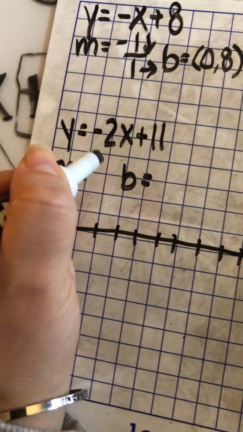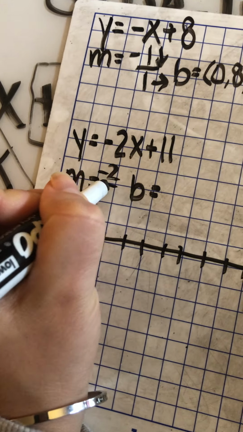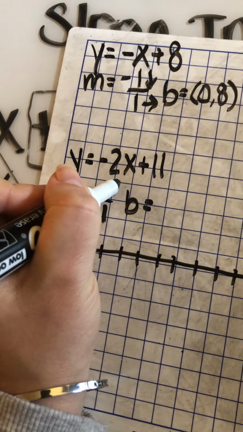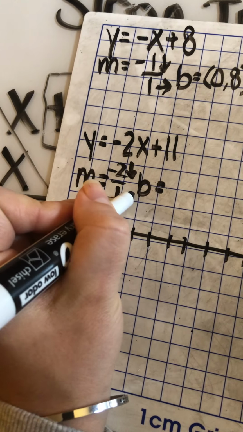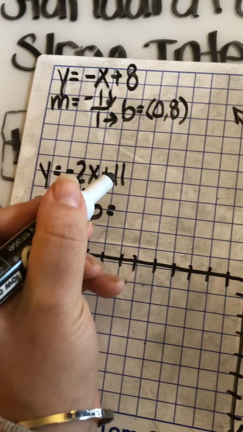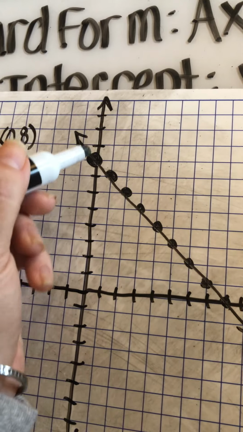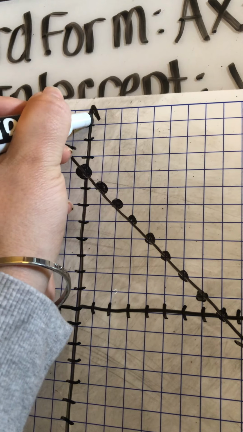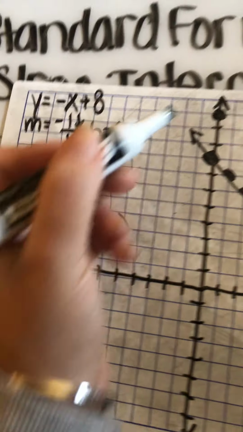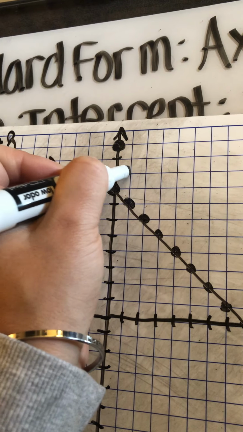Our slope is negative 2, so that means it's negative 2 over 1. So this time we're going to go down 2 and to the right 1. And we're going to begin at 0, 11, because our intercept is 11. So I'm going to count up to 11, make my point, and I'm going to move down 2 to the right 1. So down 1, 2 to the right 1.